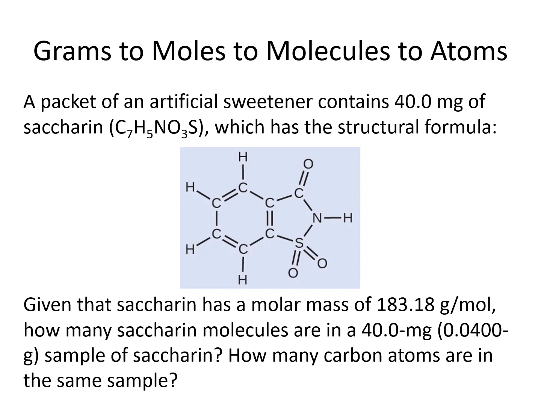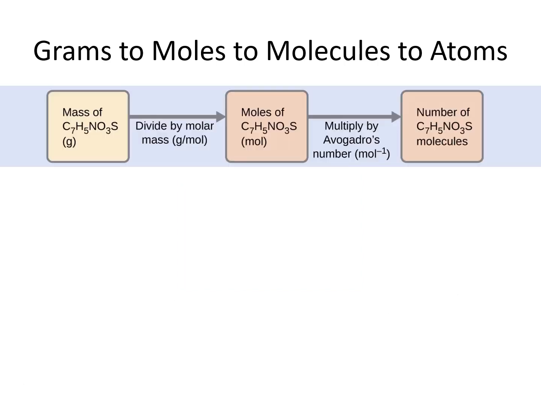You should not always assume that it will be provided. Another way that this problem has been simplified for you is that the mass has also been provided in grams, not just milligrams. If the mass were not already in grams, you would need to get it into grams. The molar mass only works as a conversion between grams and moles. To solve this problem, we are going to go grams of saccharin to moles of saccharin by dividing by the molar mass of saccharin, then moles of saccharin molecules to number of saccharin molecules using Avogadro's number.